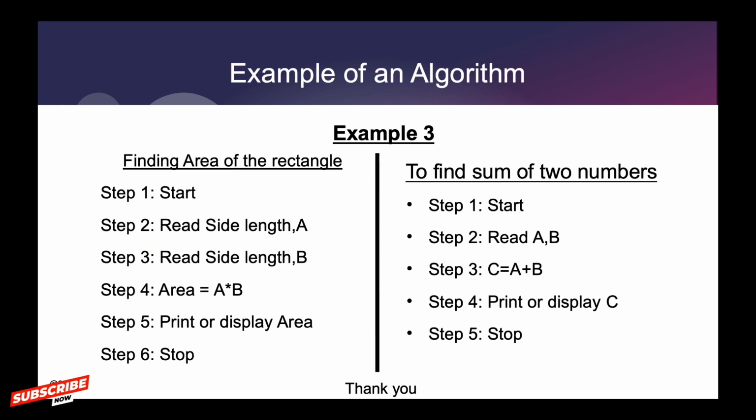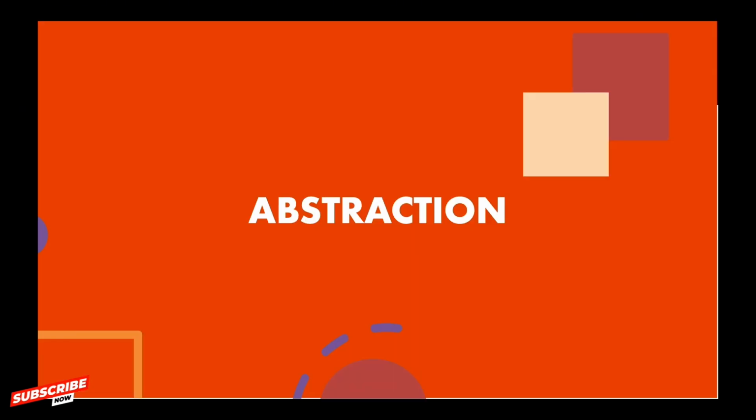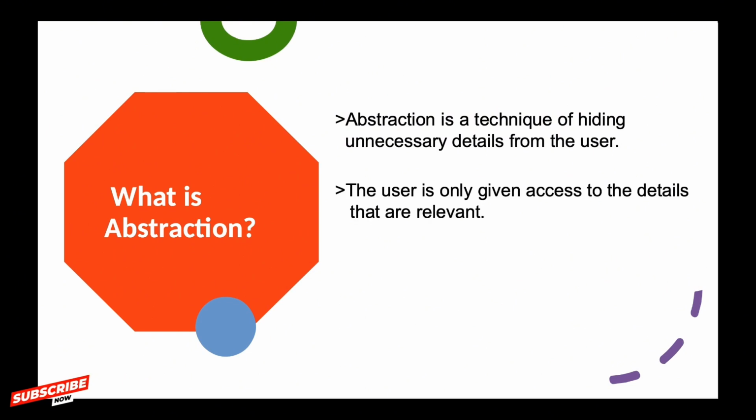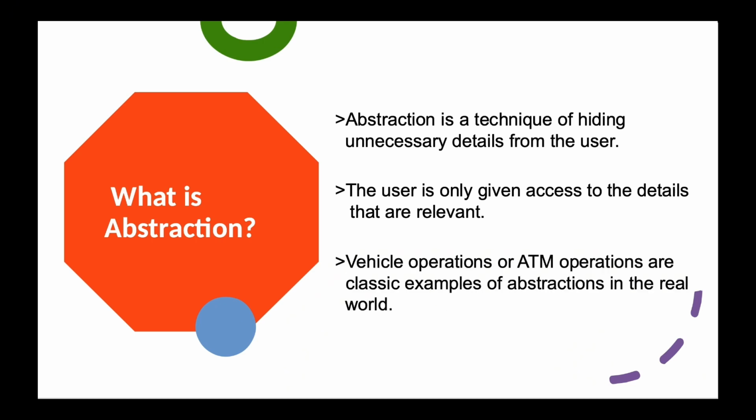So colleagues, we have come to the end of describing what an algorithm is. Now, abstraction in algorithm. So, what is abstraction? I'll go on by saying that abstraction is a technique of hiding unnecessary details from the user. The user is only given access to the details that are relevant. Examples could be taken from vehicle operation or ATM operations, which are classic examples of abstraction in the real world.